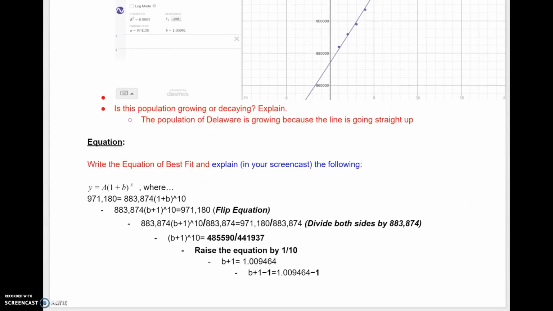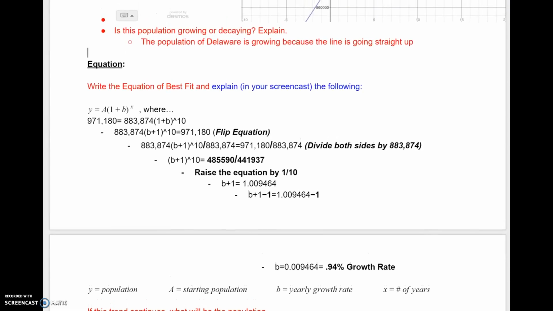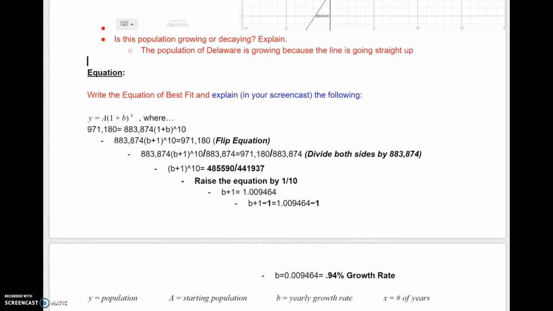The equation for the best fit was y equals a, which means starting population, multiplied by 1 plus b, which is the yearly growth rate, raised to the power of x, which is the number of years. So, the population is 971,180, which equals 883,874 multiplied by 1 plus b to the power of 10.